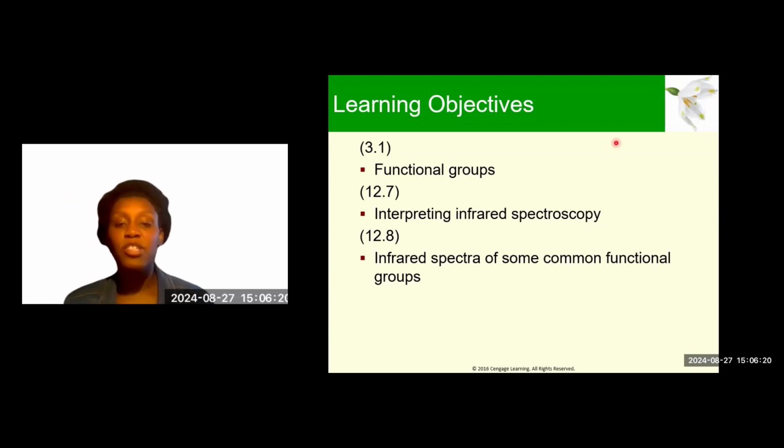All right, so this is part 2 in the functional groups IR series, if you will. And so we're going to start off with prayer, and then from there, we're going to get right into it.